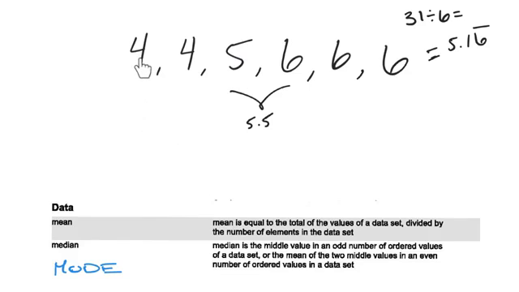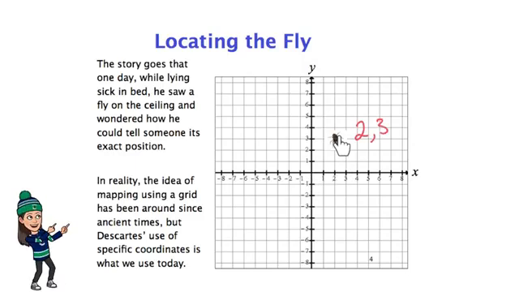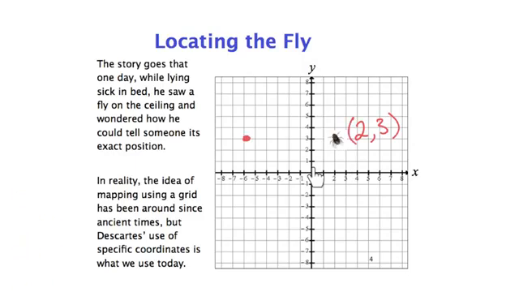Okay, you're going to see charts and graphs. Make sure you can locate a point on a coordinate grid. You're going to travel X and then Y. So this point here would be 2, 3. But over here, you would have -6, 3. And this point over here would be 0, -5. These are X, Y coordinates.